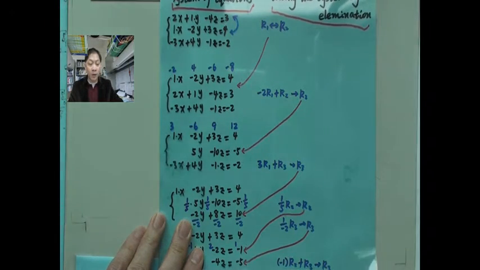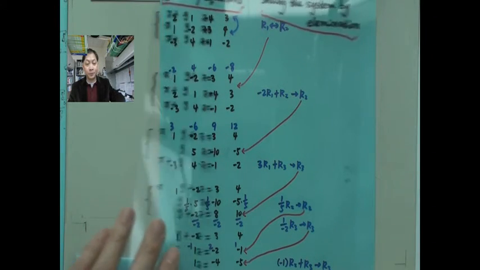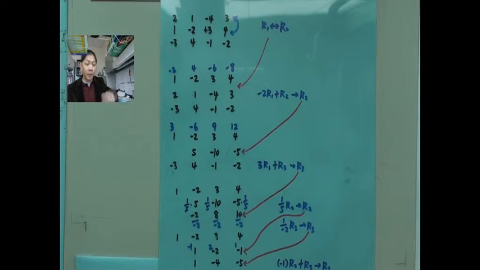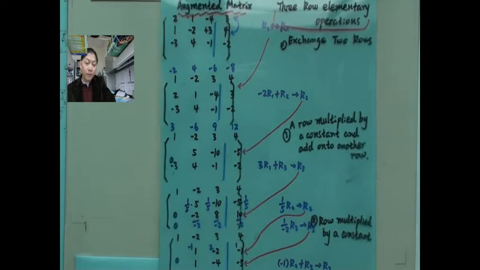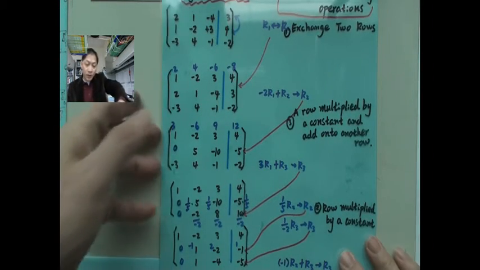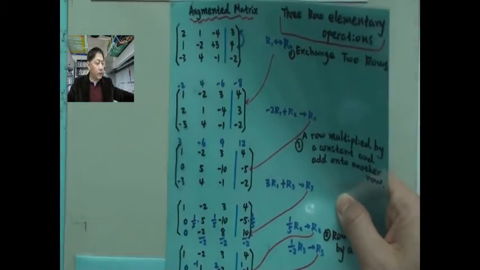I'm going to take this variable away. Okay? And then I'll put this one back here. Looks like magic. Okay.